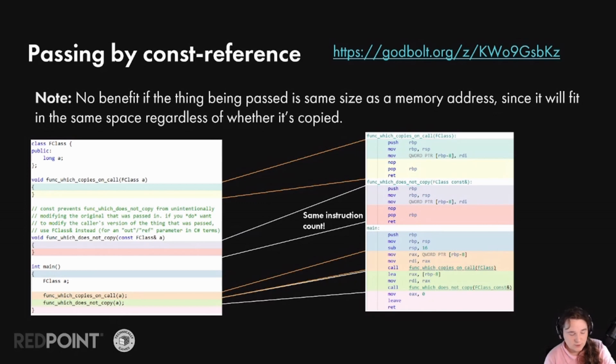So there's no benefit. If the thing you're passing is a long or an int, or is the same size or smaller than a memory address, then there's no benefit to passing it by reference. This is why in functions, doubles and longs and ints are never passed by, well, they might be passed by reference if you want to use them as an out parameter, if you want to assign to them and have them actually change. But you're never going to pass them by const reference because there's no point. It's going to be the same instruction count either way. I'll get to this link.